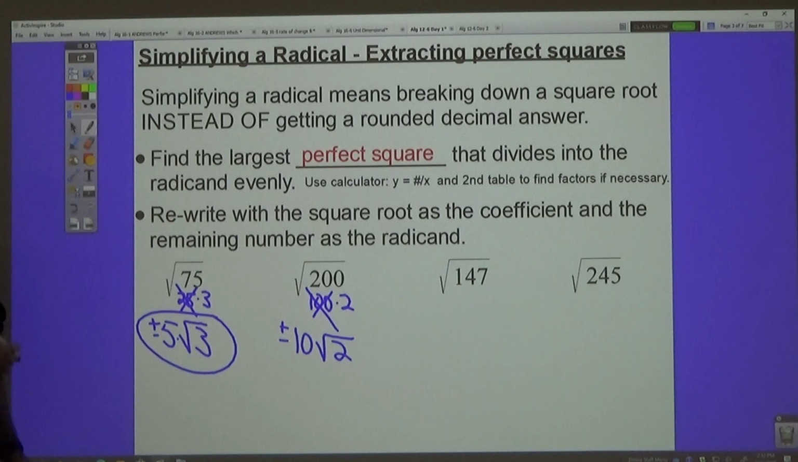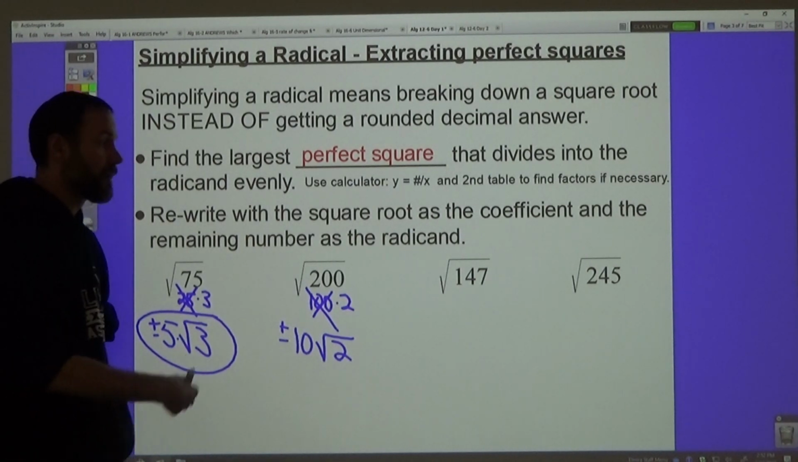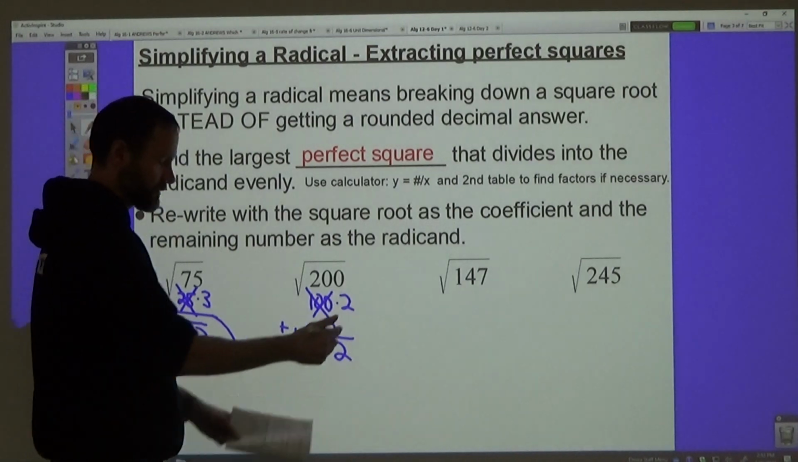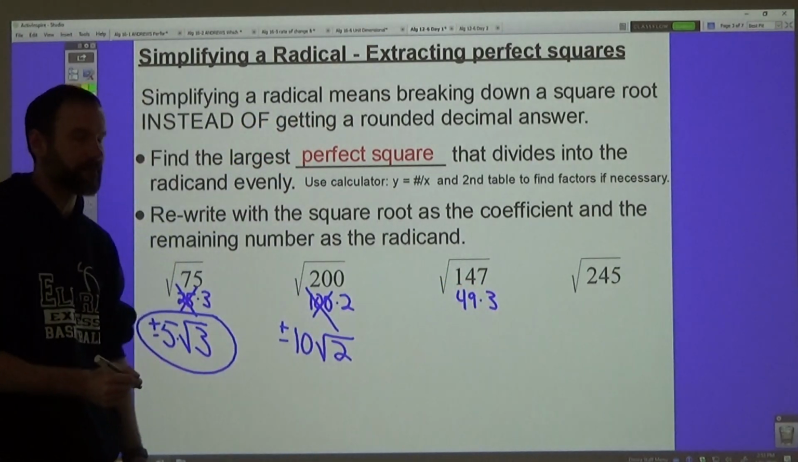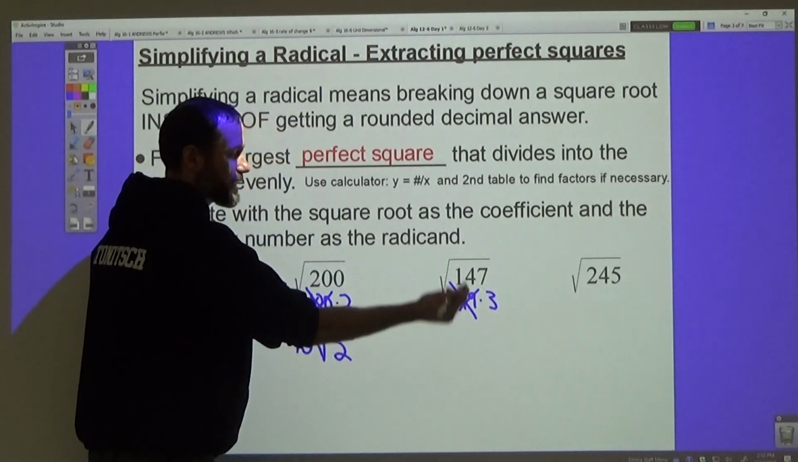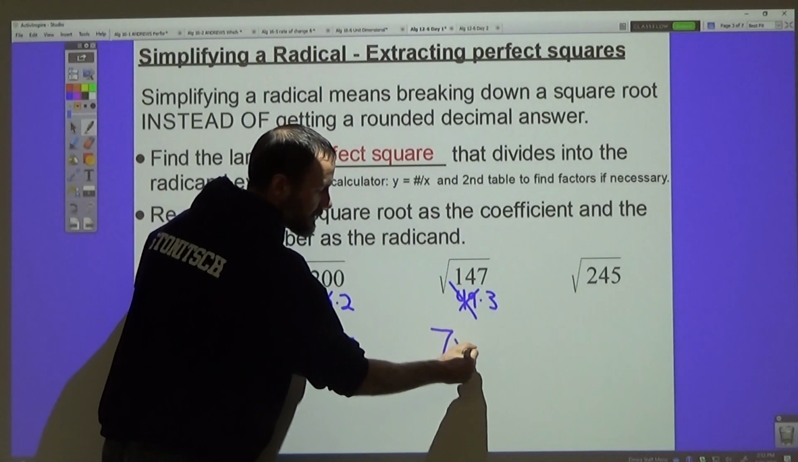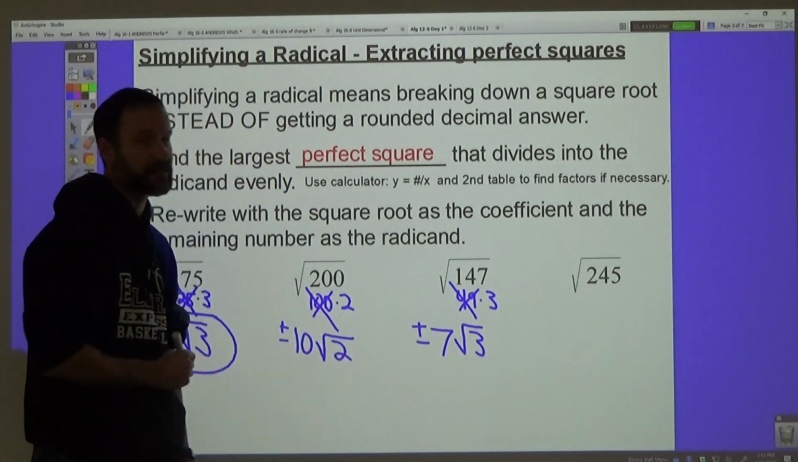147. Now you might be thinking, what the heck is what times what is 147? Well, try some perfect squares. It is actually 49 times 3, 49 being a perfect square. So cross off the 49, bring out the 7, so it becomes 7 radical 3, plus or minus 7 radical 3.